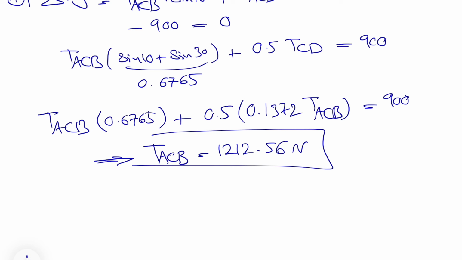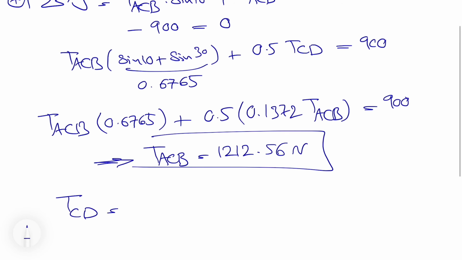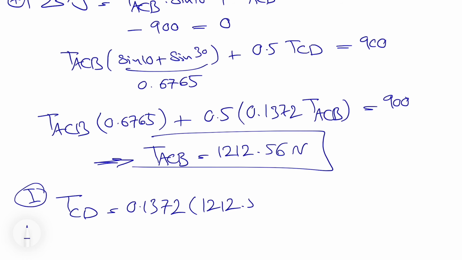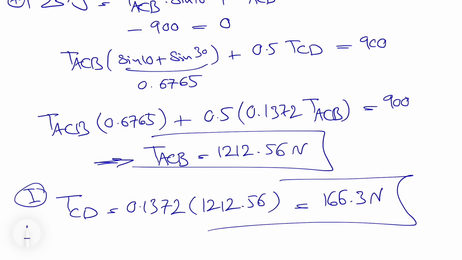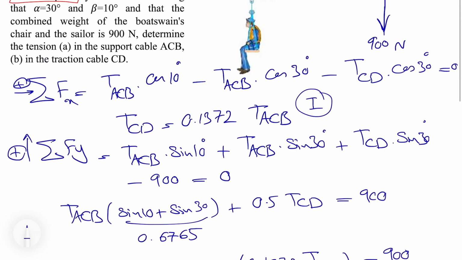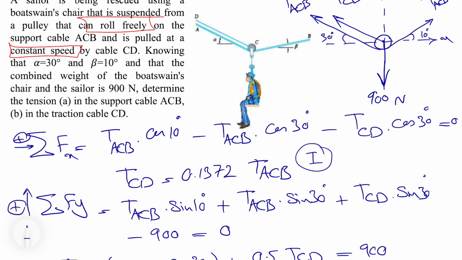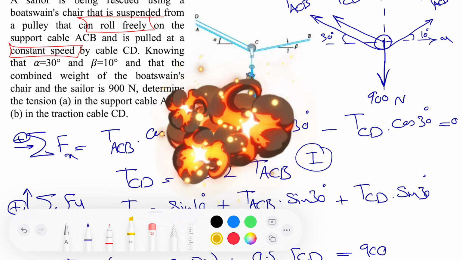and that would give us 1,212.56 Newton. We found the first one, and now that we have TACB, we know TCD will be, from the first equation again, 0.1372 times 1256, and this would give us 166.3 Newton. And that would be the final answer for this question.